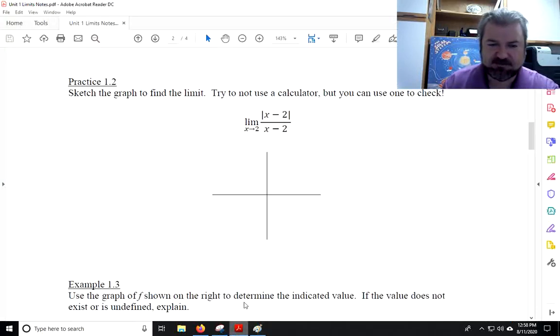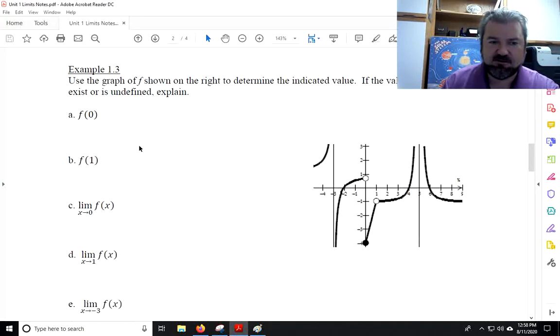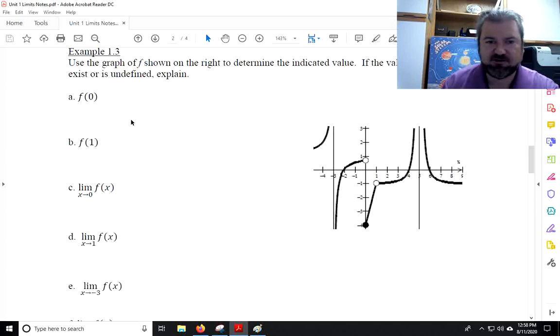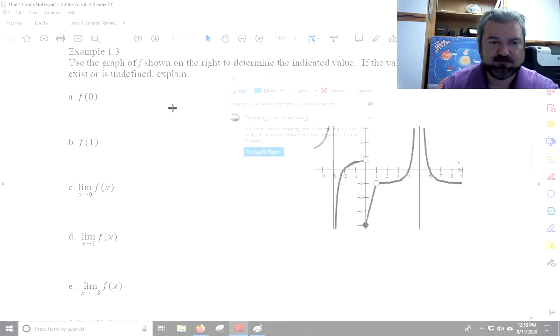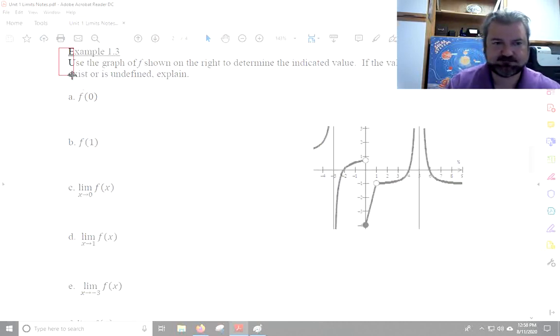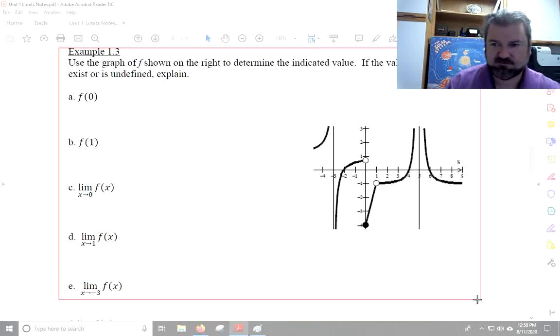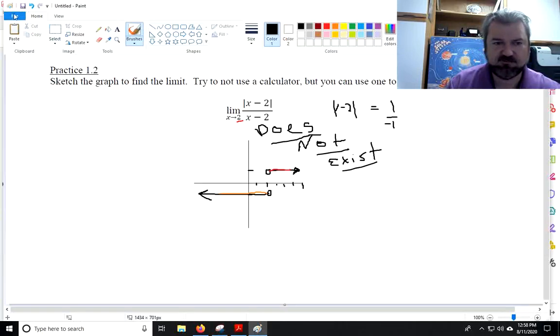All right, let's see what's next for us. Okay, we've got a graph and we're going to evaluate some limits. So let me pull this over to my paintbrush. Looks like I didn't get quite all of them. We'll come back and get more later.